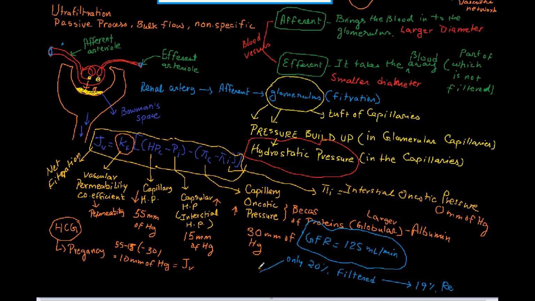So let's put it here. 100% is coming through the blood vessels, only 20% is filtered, then 19% is reabsorbed. That means 1% is excreted. That's the urine. So whatever plasma is coming, 99% of it is going back to the circulation.